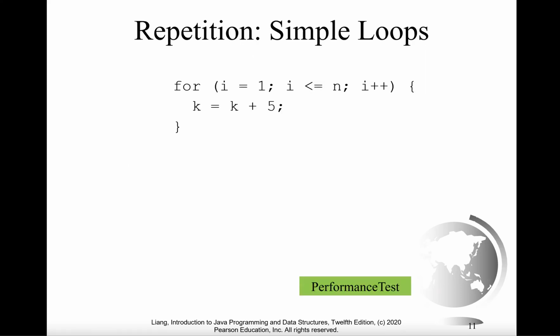Let's look at this repetition. This is a simple for loop. For i is from 1 all the way to n. For each i, we're going to perform this addition. So what is the time complexity? This statement, addition, assignment, it is a constant time.